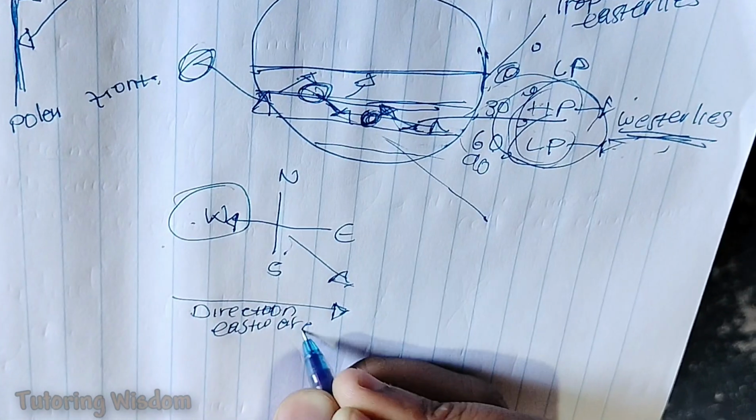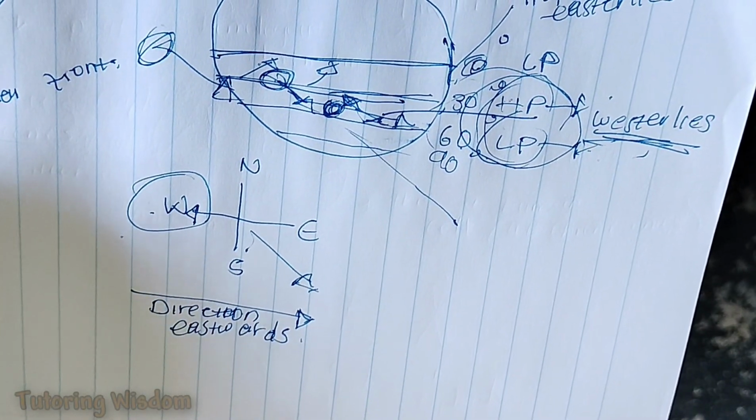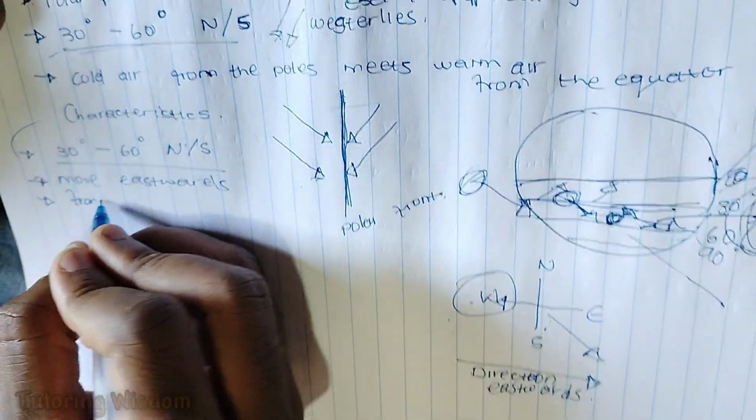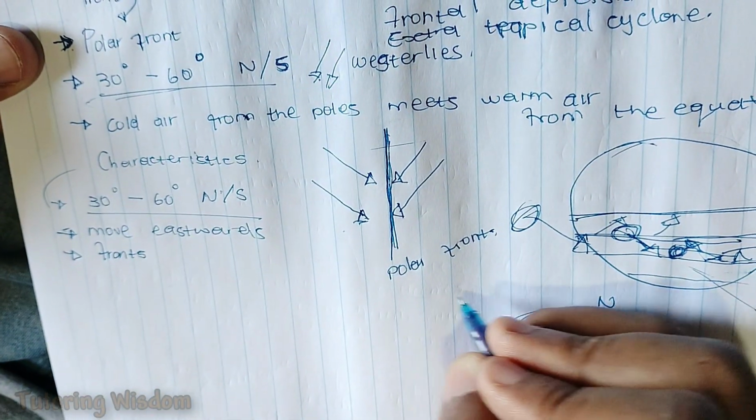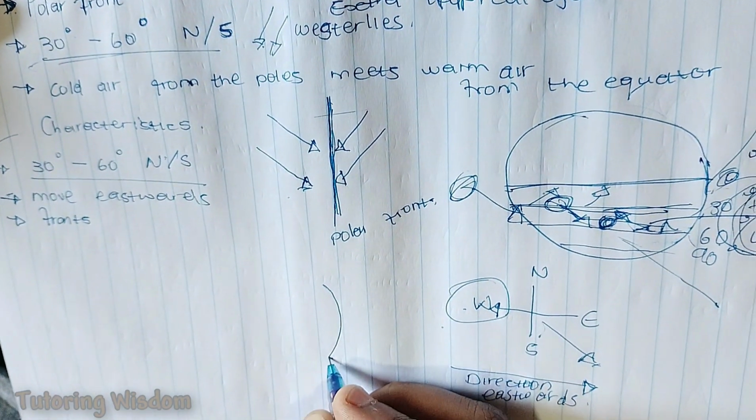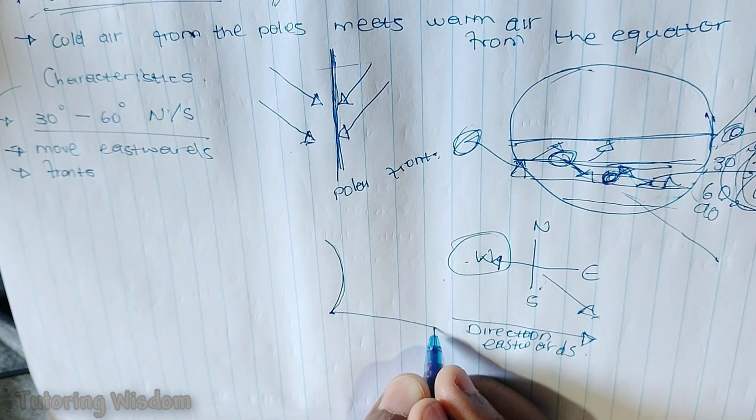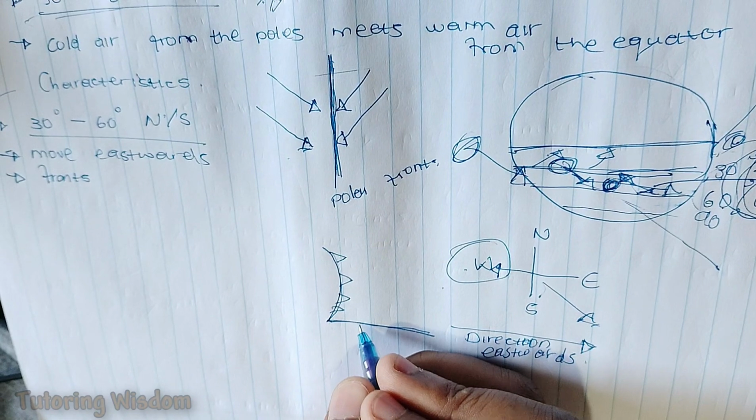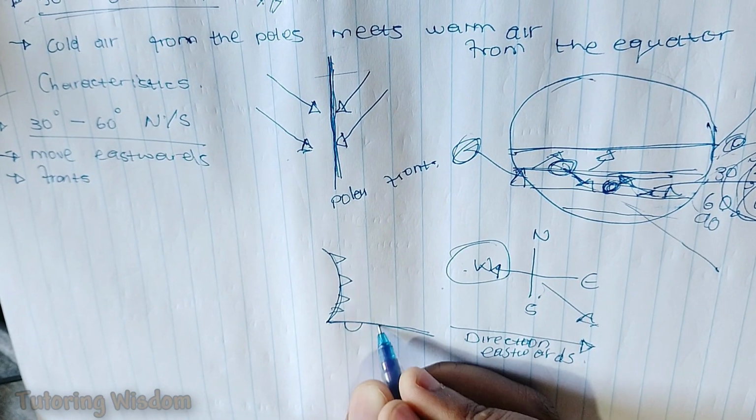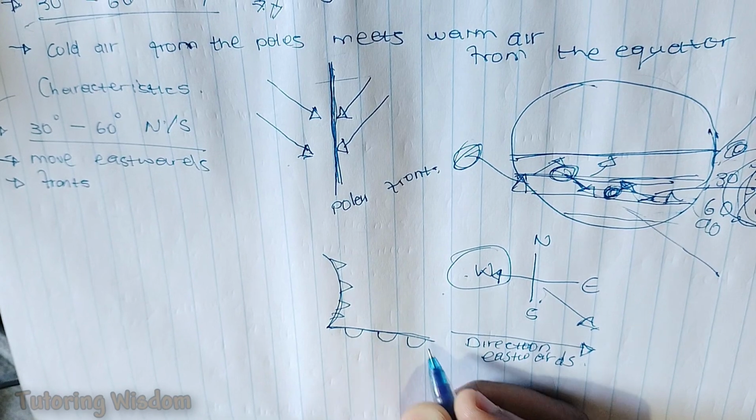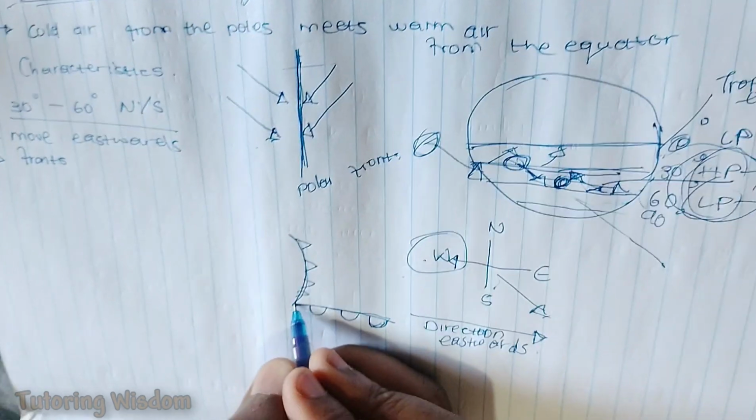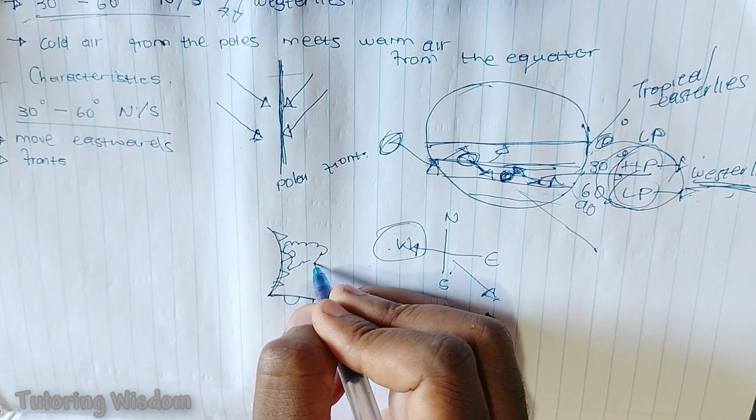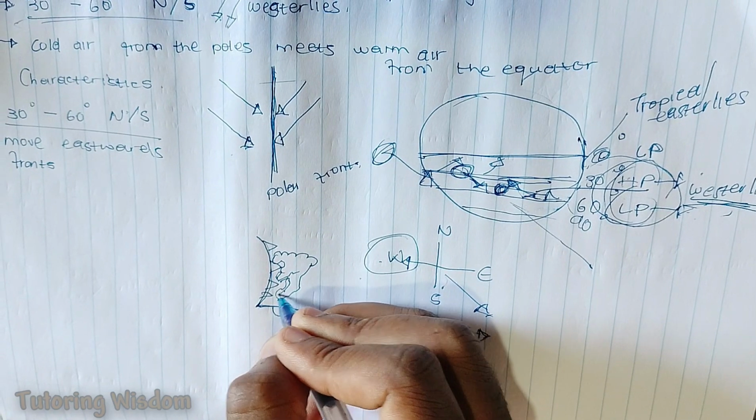They move eastwards. Now the other characteristic is fronts. So mid-latitude cyclones have fronts, a cold front and a warm front, right? Remember, your cold front is represented by triangles, but your warm front is represented by semi or half circles, right? Now in front of your cold front we have cumulonimbus clouds forming, right?